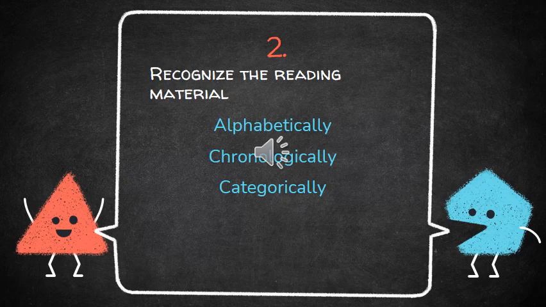Or it could be something like a dictionary. So, please recognize it. And when you have already recognized it, remember you have 3 things. Does it work alphabetically? Does it work chronologically? Does it work categorically? Okay? Notice these 3. Does the reading material work alphabetically? Chronologically? Or categorically? Okay?